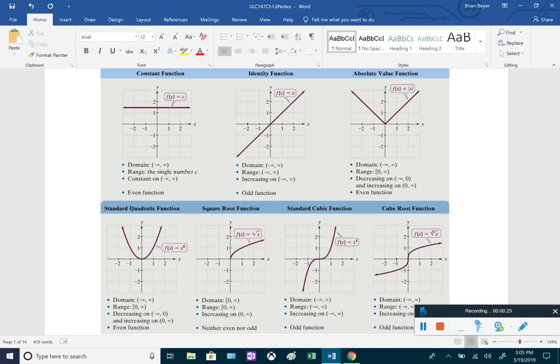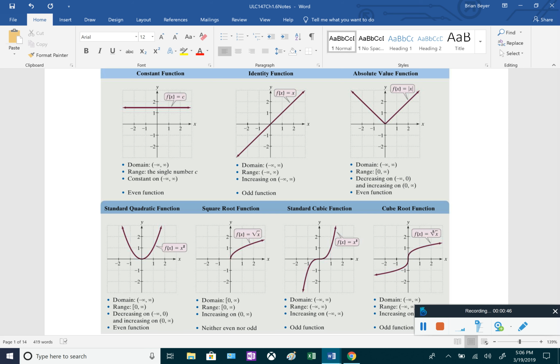The first one, top left, is the constant function. A constant function is just f of x equals a number. It's a horizontal line, so that one's pretty easy. The identity function is f of x equals x. That's going to be linear with a slope of 1, y-intercept of 0. And the next couple are the ones that we'll be using mostly in this section.